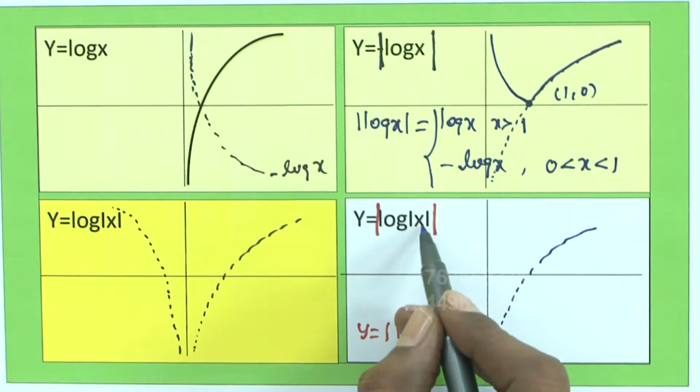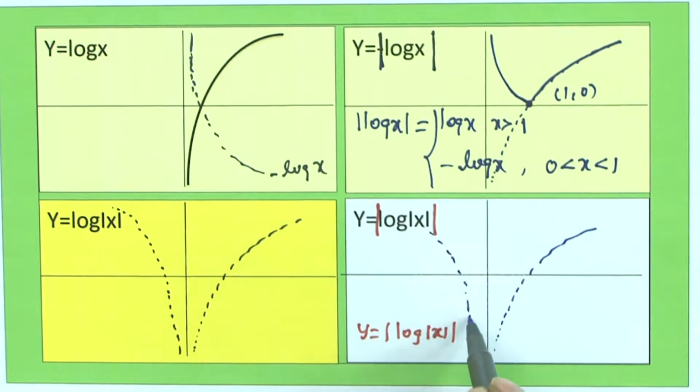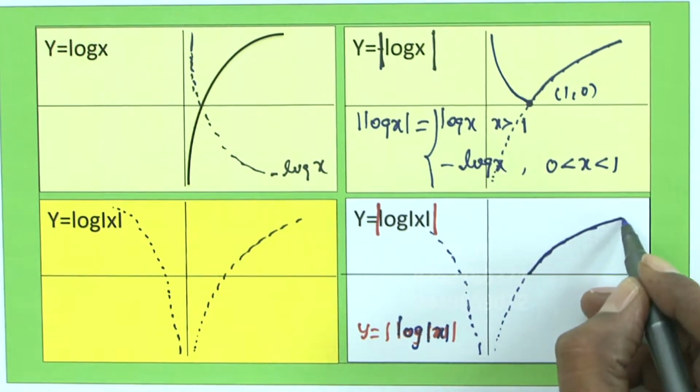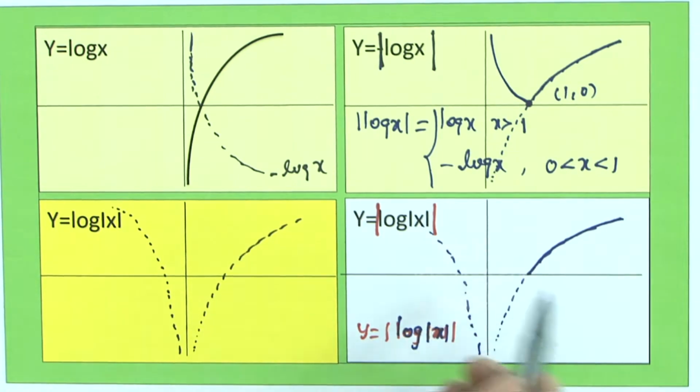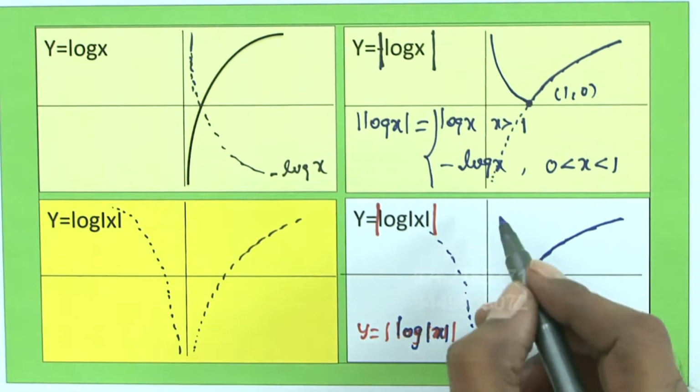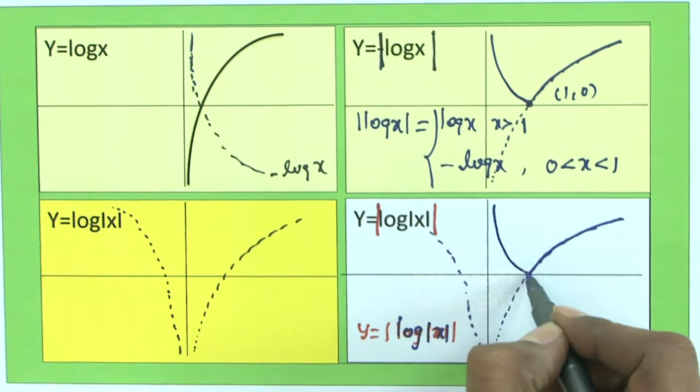Correct? This is log mod x. This part of the graph is log of mod x. Now retain the part of the graph whatever you have above the x-axis. Write the replica of the portion of the graph which is below the x-axis. See, this is the portion of the graph which is below the x-axis. I am just writing the replica of that.